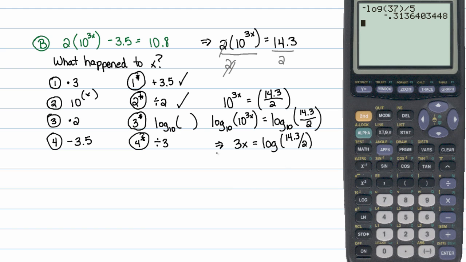Finally, I divide both sides by 3. So I get the following. X is equal to that logarithm, log of 14.3 over 2, all being divided by 3. And I can reach for a graphing calculator that I've had waiting this entire time. Type in log 14.3 divided by 2, and the logarithm, and divide that by 3. 0.285, roughly.